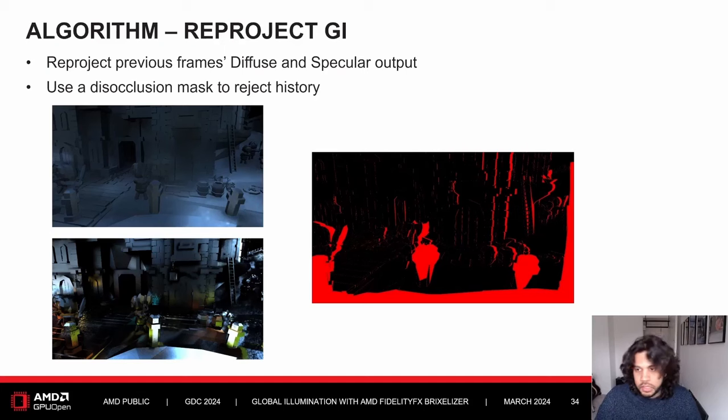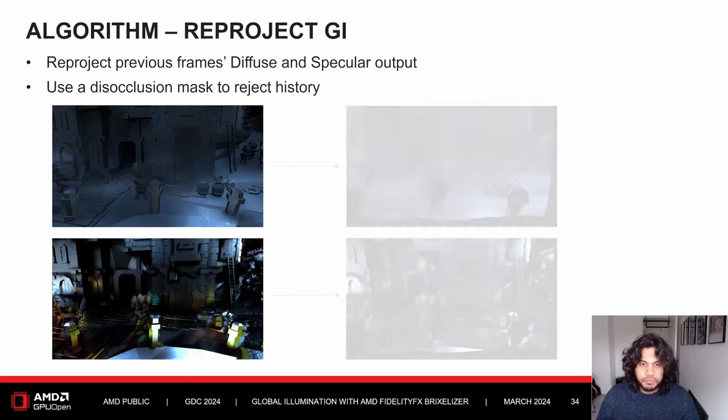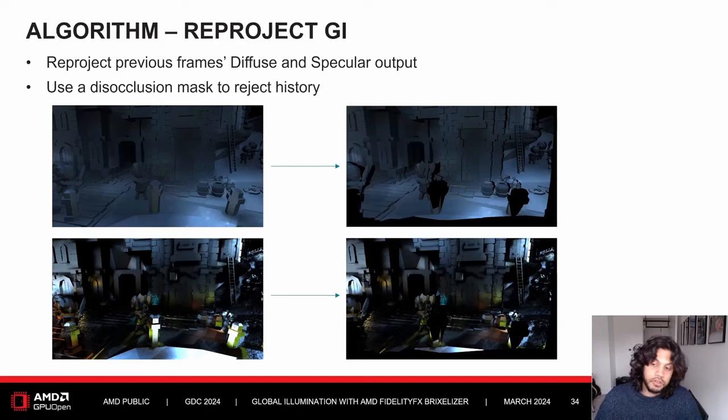Internally, we build a disocclusion mask using the depth buffer and gbuffer normal from the current and previous frames. It stores a value greater than 0 if there is a disocclusion, which helps us to reject history. And here's what the reprojected output looks like. We've exaggerated the movement between frames here, but you can see the rejected portions of the history in black.